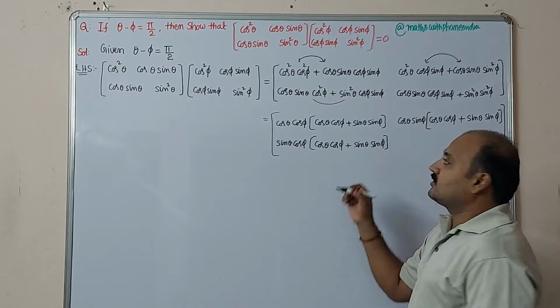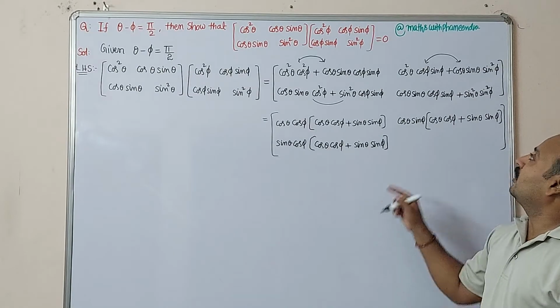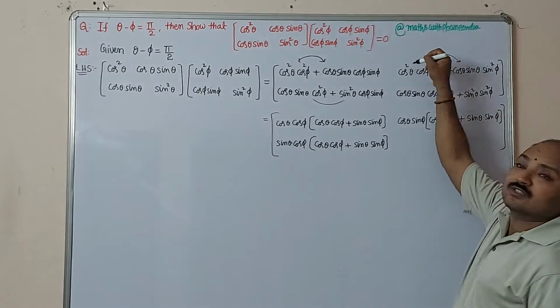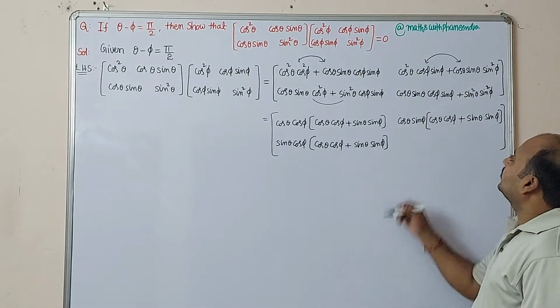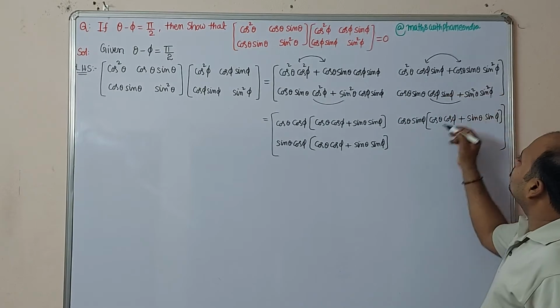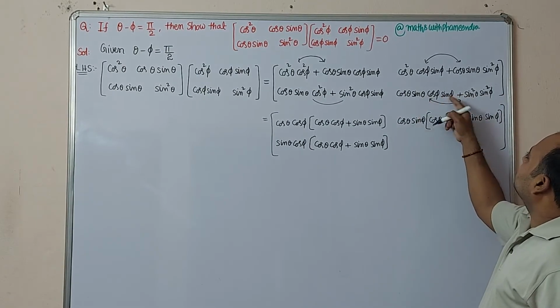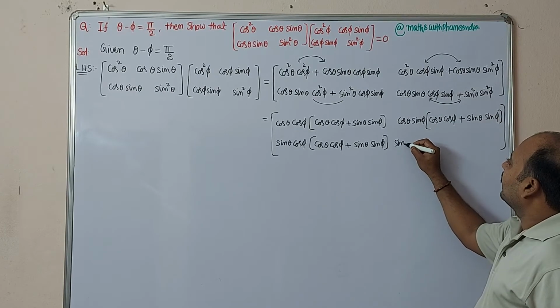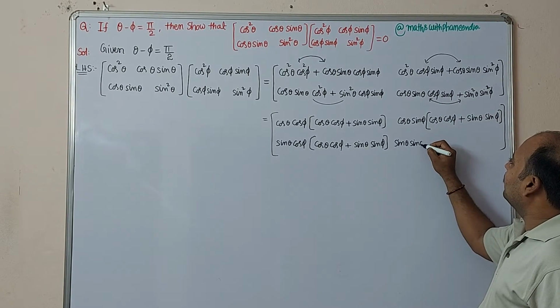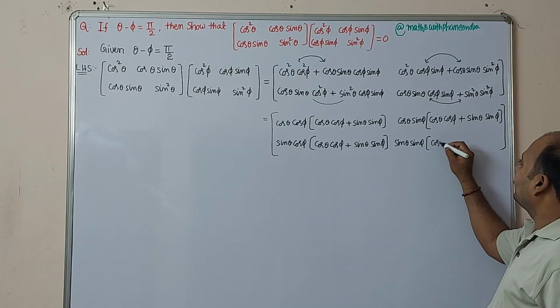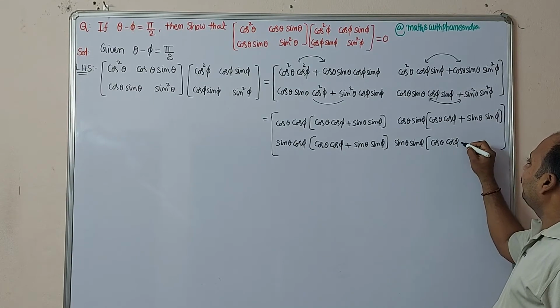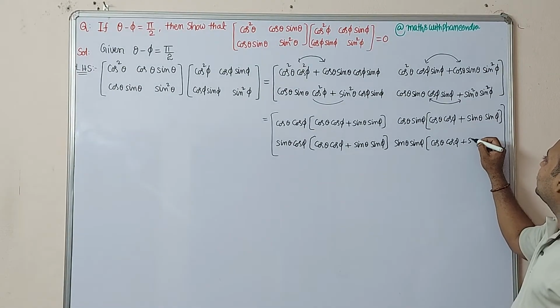While doing this type of problem, be careful, dear students. Sometimes we may miss the squares and all. Be careful, be alert. Again from these two also we can take common sin theta sin phi. Sin theta sin phi if we take out common, cos theta cos phi plus sin theta sin phi.